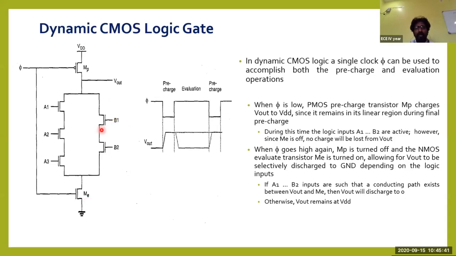Or else if these three are turned on, then the output can move from the capacitor through this A1, A2 and A3. So this is what is meant by selectively discharging.